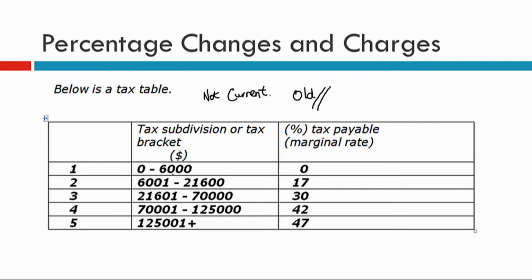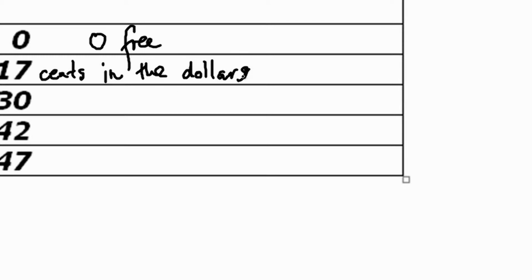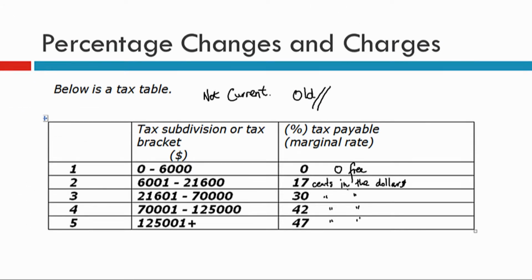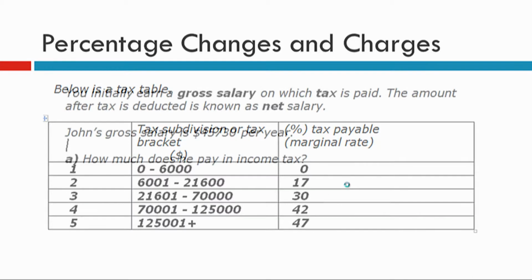Now, we'll explain this in class, but the first tax bracket is $0 to $6,000. You pay no tax on that one there. So the first $6,000 is free. Any dollar that you earn over $6,000, you must start paying tax on it. Now, between $6,001 inclusive and $21,600 inclusive, you pay 17 cents in the dollar. The next one is 30 cents in the dollar, and that's between $21,601 to $70,000. I'm not going to go through the whole tax table. You can see that quite clearly.